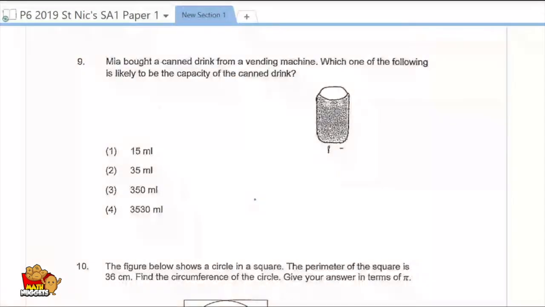Question 9. Canned drink from a vending machine. So we want to find the capacity of a canned drink. I'm sure you guys know. Canned drink, like a can of Coke or can of green tea, it would be about 350 milliliters. Number 3.